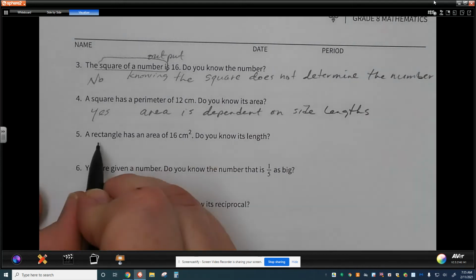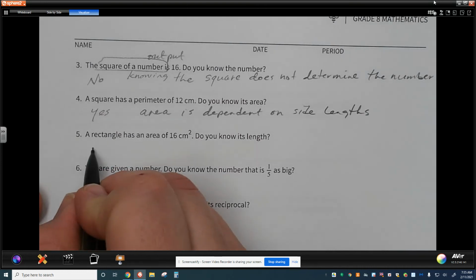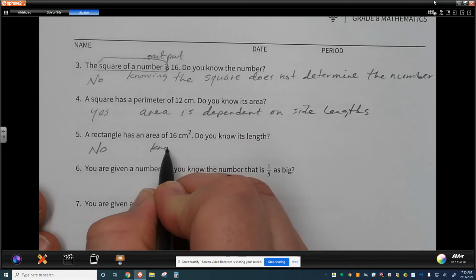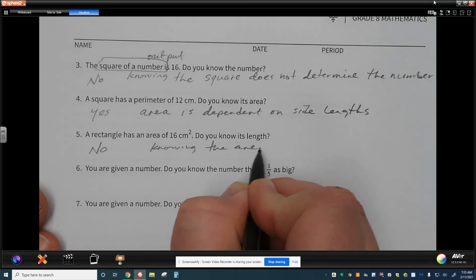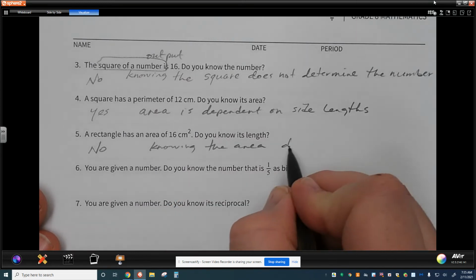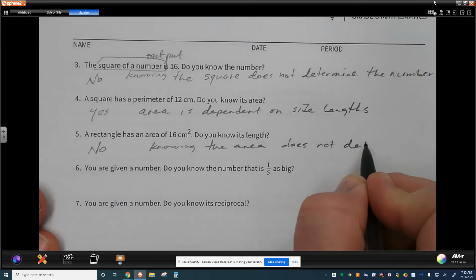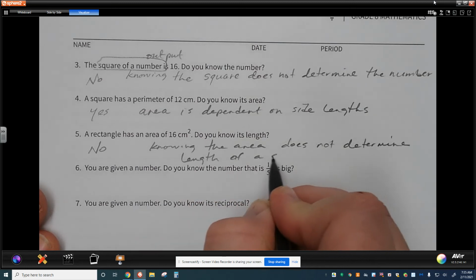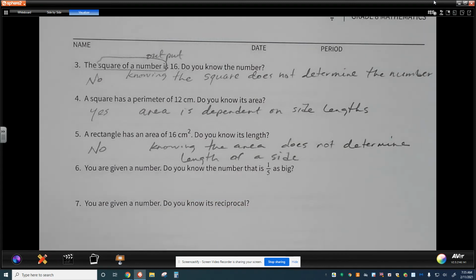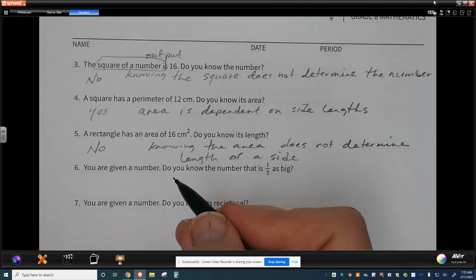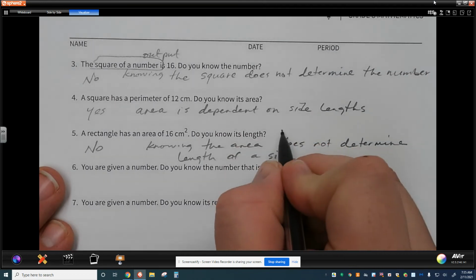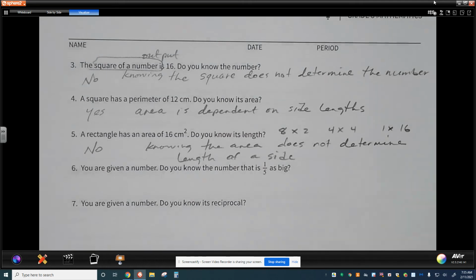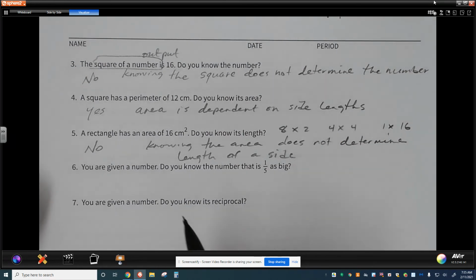Number 5, a rectangle has an area of 16 centimeters. Do you know its length? No, because of what we talked about, knowing the area just because we know the area does not determine the length of one side. So we have to know the side lengths in order to know the area. Just because you know the area doesn't mean you know the sides. And again, in this case, the side lengths of that rectangle could be 8x2, it could be 4x4, it could be 1x16. And if we don't know any of those things, there's a huge amount of possibilities that could happen here.